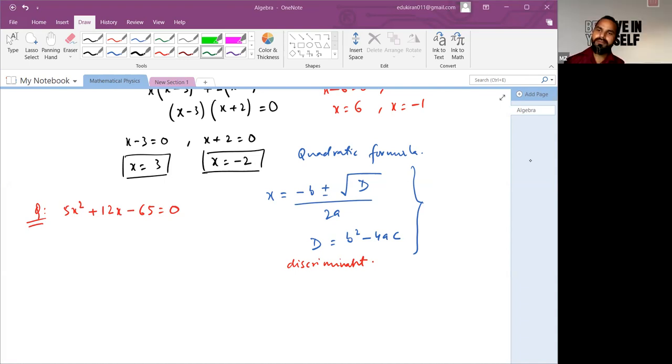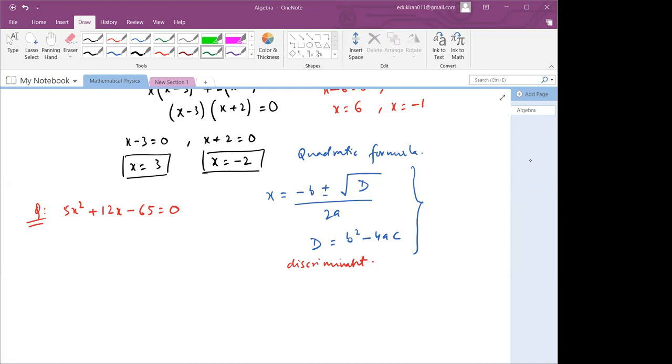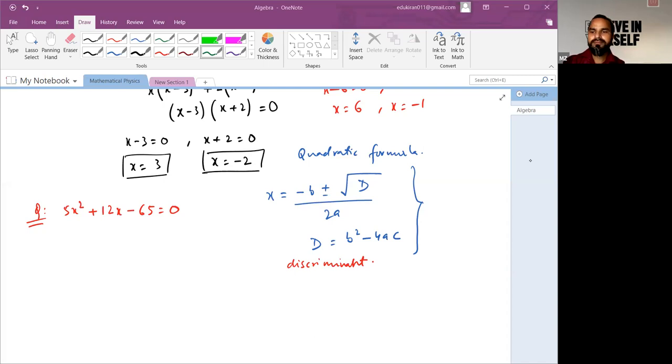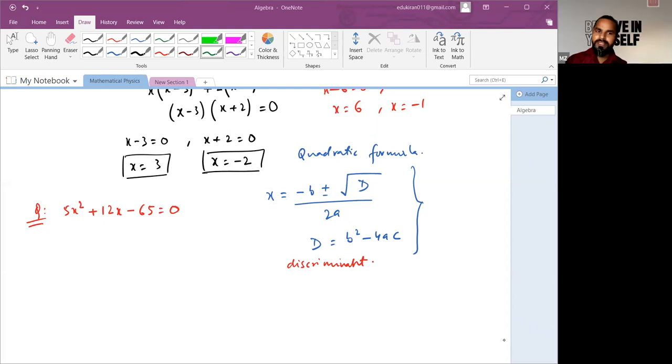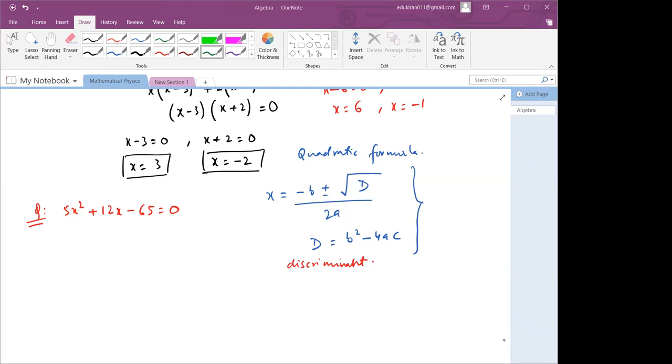Sabita, send me your answer. Sir, I am still doing. Okay. So can you please explain this? Which method have you used, whether quadratic formula or middle term splitting? The quadratic formula.